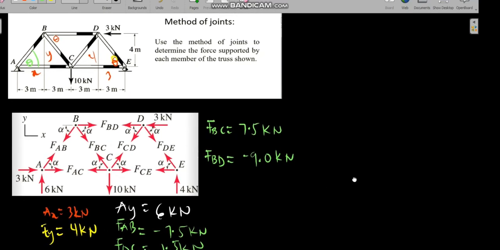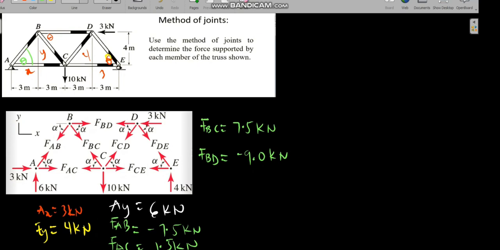Okay, so let's come back to this side. Now let's write down the values that we got. We got FDE equal to minus 5 kilonewton, and FCE equal to 3 kilonewton. Now we've done three of the joints: joint A, joint B, and joint E. So now let's do joint D.